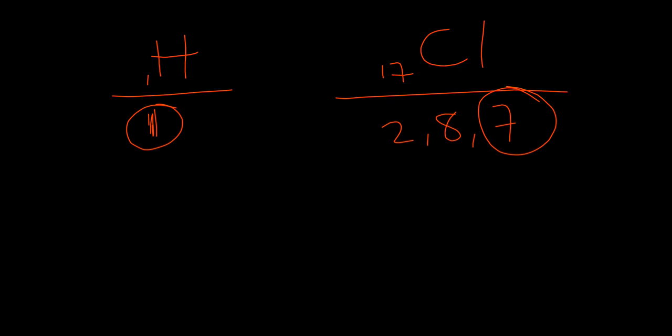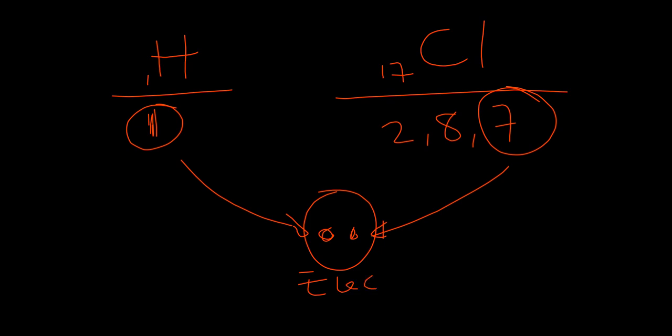Hydrogen can donate the 1 electron. Chlorine, out of the 7 electrons, can donate 1 electron to form what you call electron pairs. So there is no more electron here. This electron has been donated. Here, 1 has been donated, so we are left with 6. So after donating the electrons, they can now share the electron pairs. There is nothing here because it has been donated.